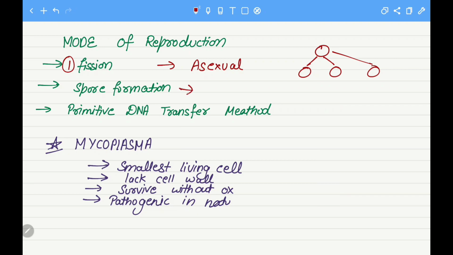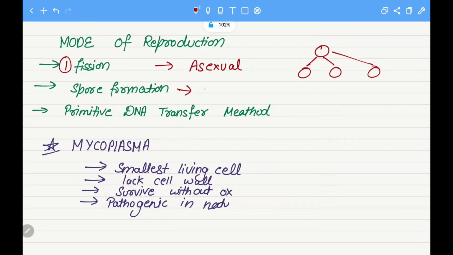Next is spore formation during unfavorable conditions. Spore formation usually occurs during unfavorable conditions, and it is also a method of asexual reproduction in which thousands of spores are formed, and whenever favorable conditions come, these spores further divide and lead to the formation of new organisms. Next is the primitive DNA transfer method. This is a sexual method of reproduction in which the DNA is transferred among the daughter cells.